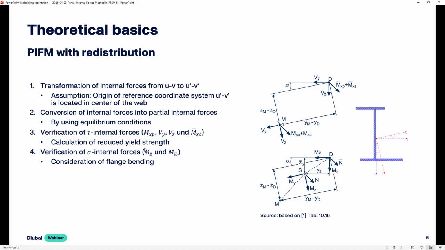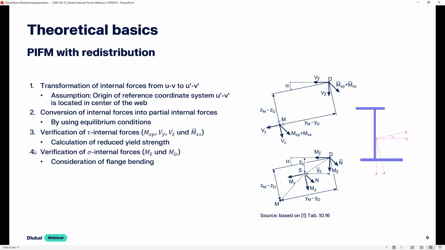So we do the design check for these two internal forces, which lead to normal stresses. And we do this design check, as I mentioned, with the reduced yield strength we got from step 3. By the way, if in step 3 we already receive a design ratio that is bigger than 1, then it's over. So then the design check is not fulfilled for the whole PIFM.